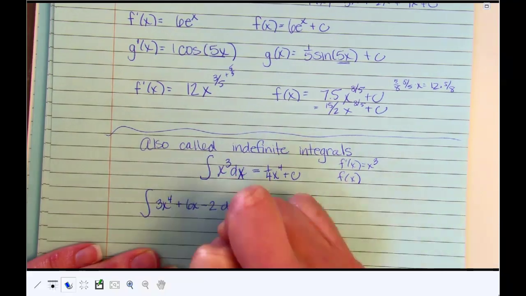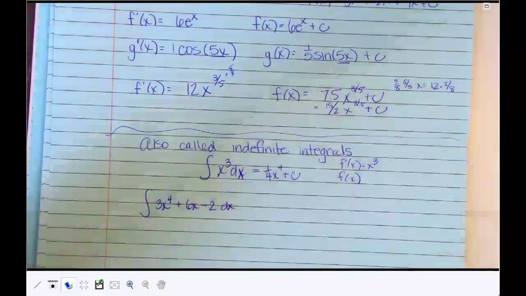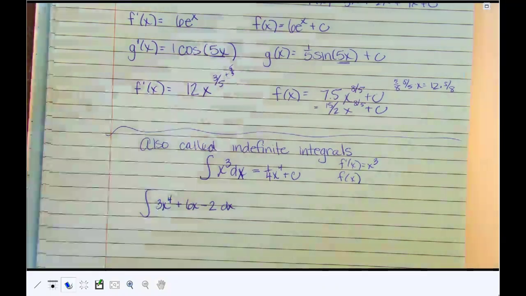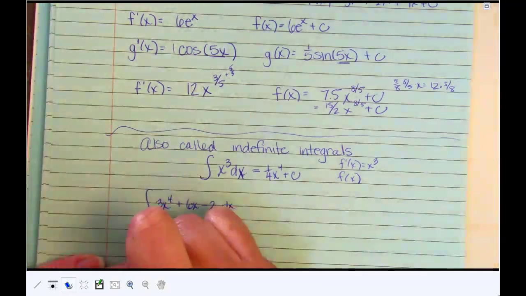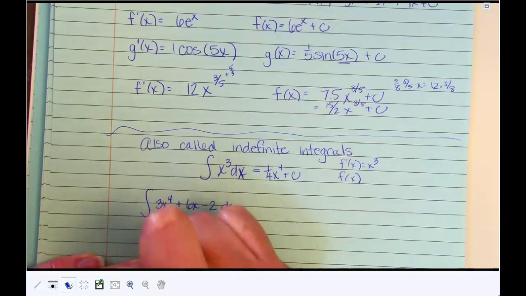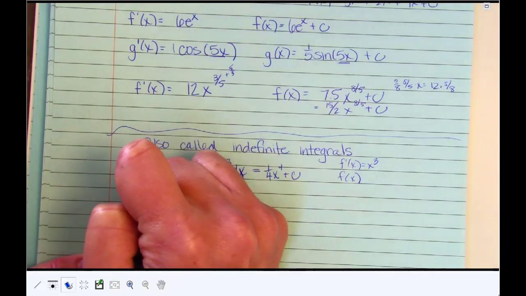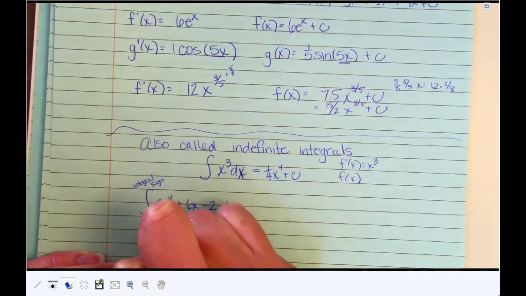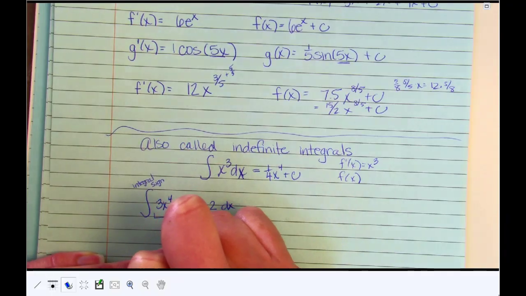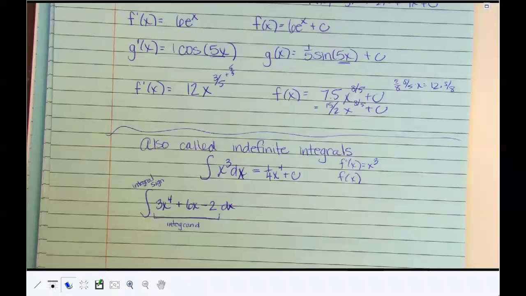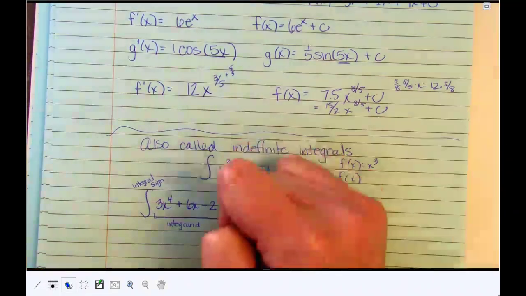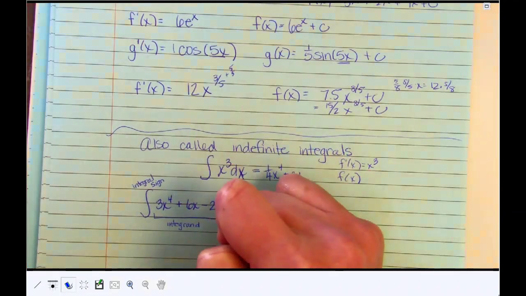A couple things. I'm going to tell you what these pieces are called. This piece right here is the integral sign. We just talked about that. This is called the integrand. It's basically the thing that you're doing the antiderivative of. And this guy is called a differential.